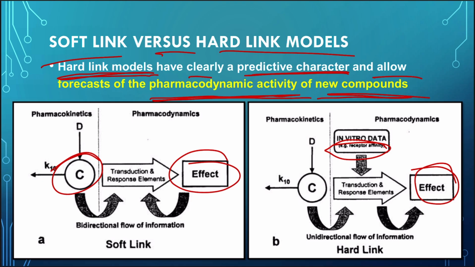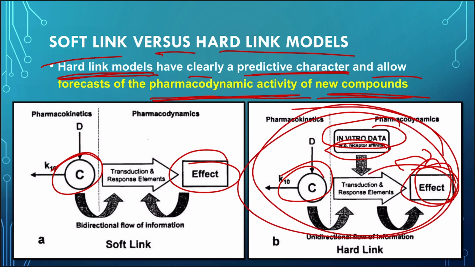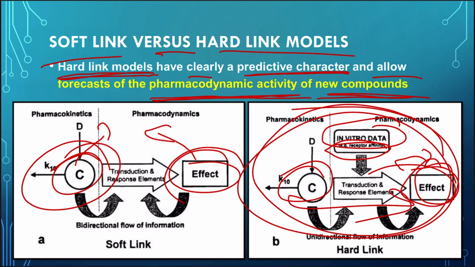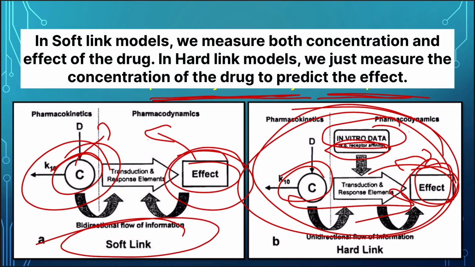That is, we will take only the concentration into account, plus the different pharmacodynamic parameters which we are getting from the in vitro studies, like the receptor affinity studies. Then other things include minimum inhibitory concentration and all, and with that we will predict the effect. That is, we will not take the effect and the concentration both together, but we are going to predict only the effect from the concentration. In that case, it is called the hard link model, that is unidirectional flow of information. Whereas when we take both concentration and effect into consideration and both are related, then it is a bidirectional flow of information, which is known as the soft link models.